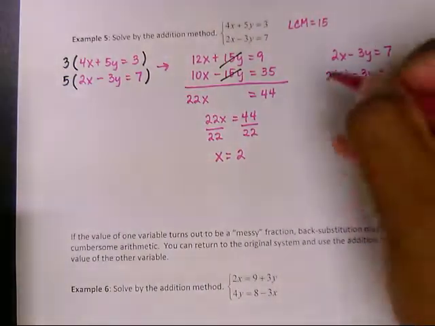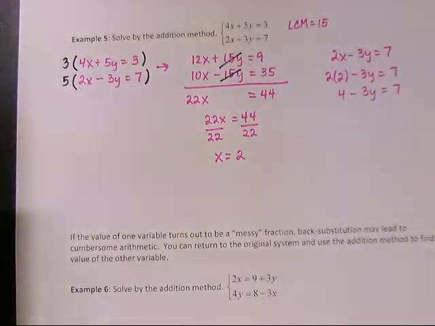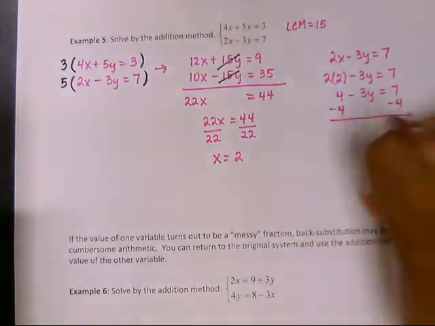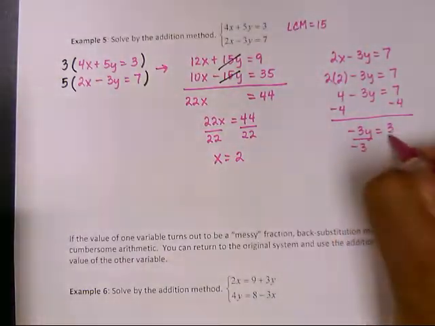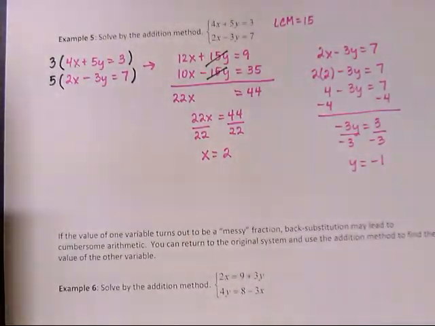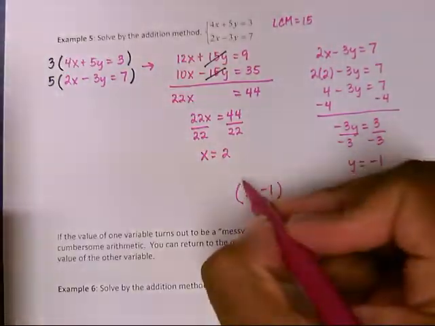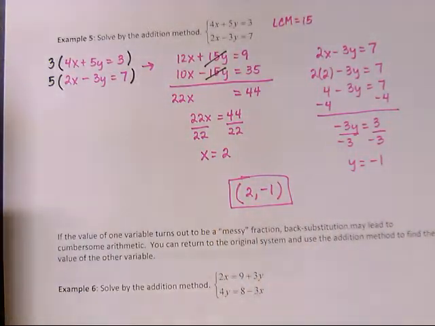And now 2 times 2 will be 4, so it'll be 4 minus 3y is equal to 7. And now to get that negative 3y by itself, I'm going to subtract 4 on both sides to get negative 3y is equal to 3. Then divide both sides by negative 3. You'll get y is equal to negative 1. So the solution to this system of equations would be the ordered pair 2, negative 1. X goes first, y goes second. So 2, negative 1 would be the solution to this system of linear equations in example 5.